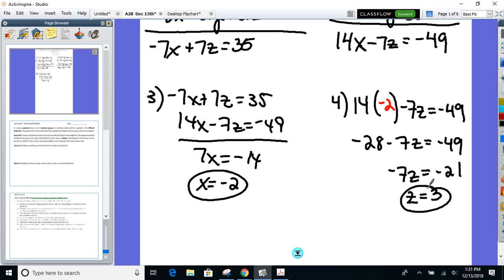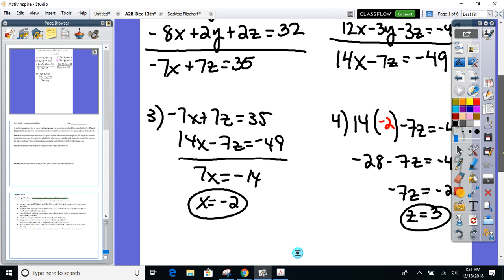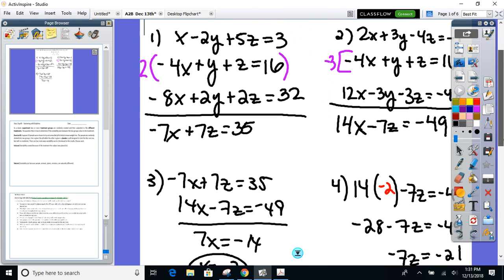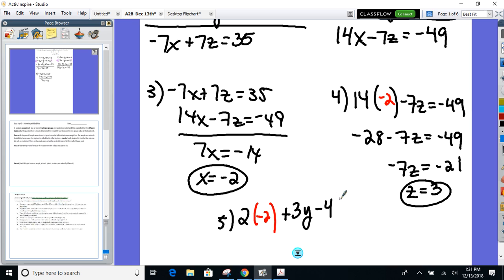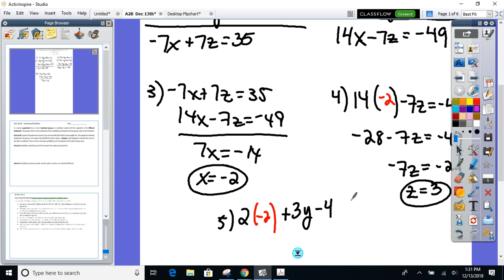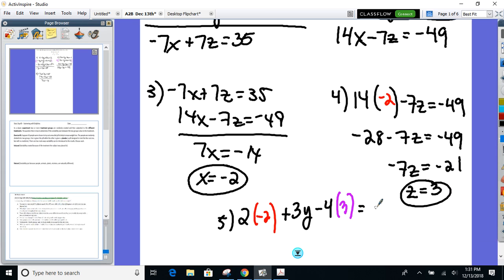Plug x and z into what? Any one of the original 3 at the beginning. Anybody got a preference? The first one? Okay, we can do that. So I can say 2 times negative 2 plus 3y minus 4 times 3 equals negative 1.